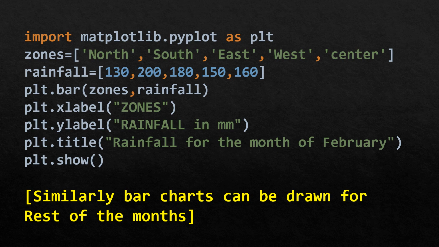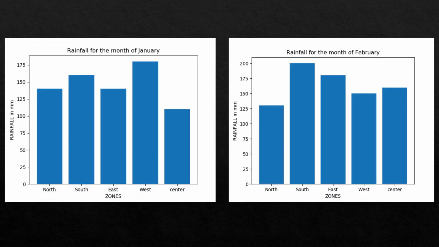Now let's see the output of these two programs, that is rainfall for the month of January and February. As you can see here, there are two bar graphs. These are the output of the above two programs. The first one shows the rainfall for the month of January. On the x-axis, we have taken the zones, all the 5 zones, and on the y-axis rainfall. Similarly, we have run the bar chart for the month of February.